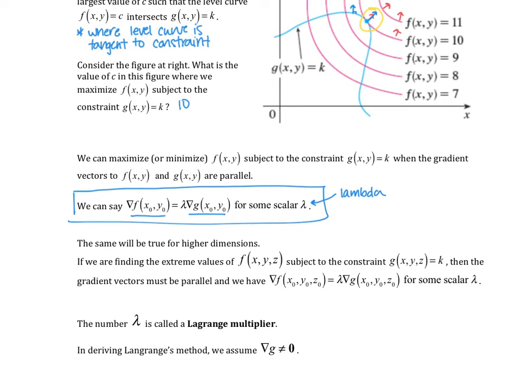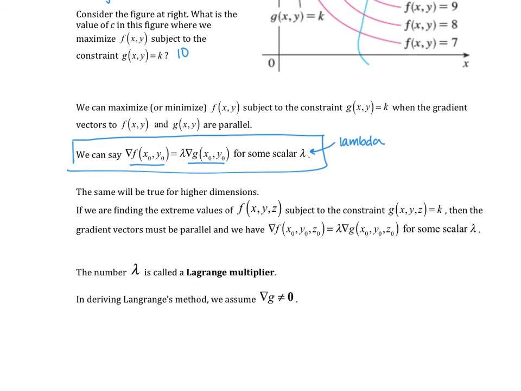Now we're looking at this in 3 space. We're looking at this with a function of 2 variables, but this could easily be done with a function of 3 variables as well. We're going to focus on 2 variables for right now. I think I have one example later where it's 3 variables, but we're going to focus on 2. That lambda is called the Lagrange multiplier. And when we're deriving Lagrange's method, we're going to assume that the gradient of the constraint cannot be the 0 vector. Okay, so let's look at the method of Lagrange multipliers.